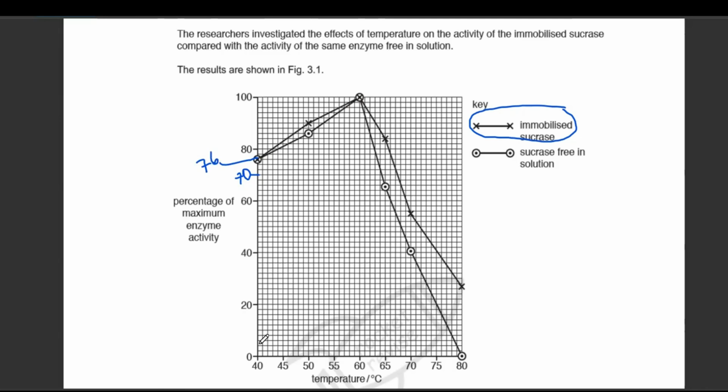Okay, if this is 76 percent, it started off with exactly the same value at 40 degrees Celsius. Then you need to make a comparative analysis of whether the immobilized had more activity or the one with sucrase free in solution had more activity. You need to give proper values and take a lead on it and just try to answer it. If it doesn't work out, I'll let you know.